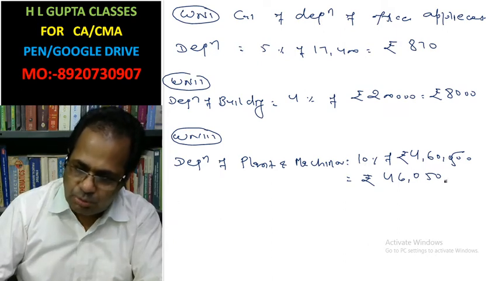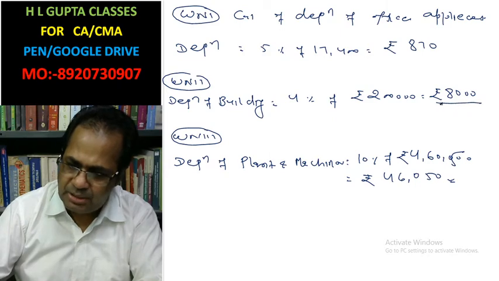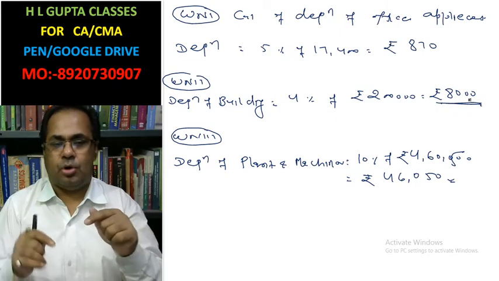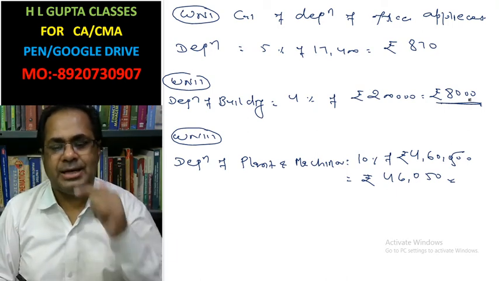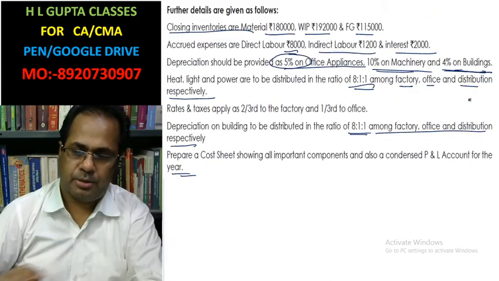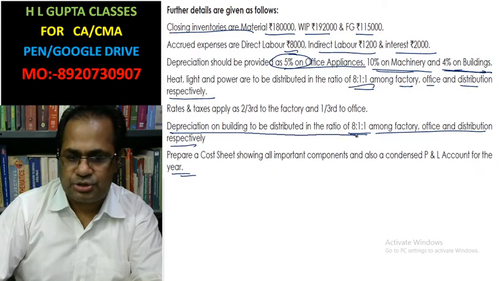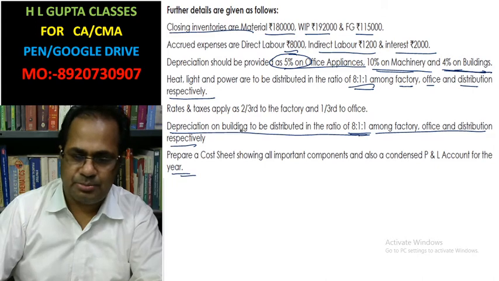In this case, this will go to the factory, and building depreciation will be divided among the factory, office and sales department in the ratio of 8:1:1. Look at here. Depreciation of building will be distributed in the ratio of 8:1:1 among the factory, office and distribution respectively.